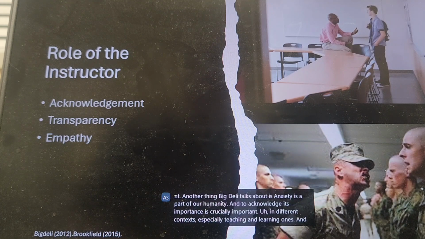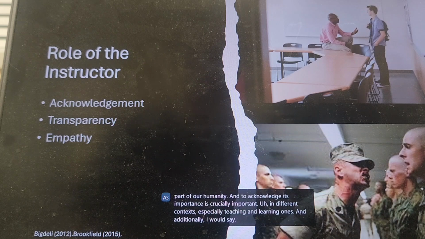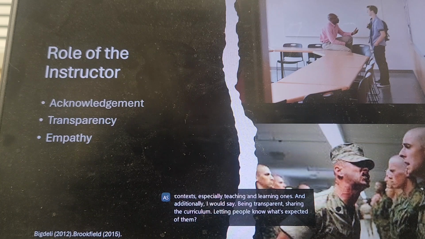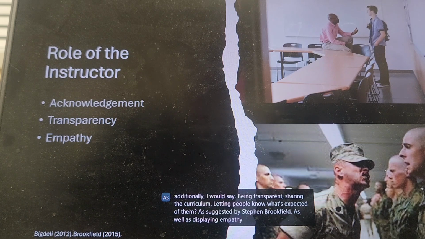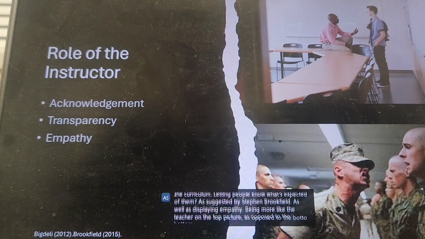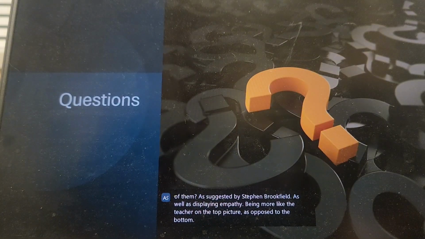And additionally, I would say being transparent, sharing the curriculum, letting people know what's expected of them, as suggested by Stephen Brookfield, as well as displaying empathy, being more like the teacher in the top picture as opposed to the bottom. And that brings me to the end.